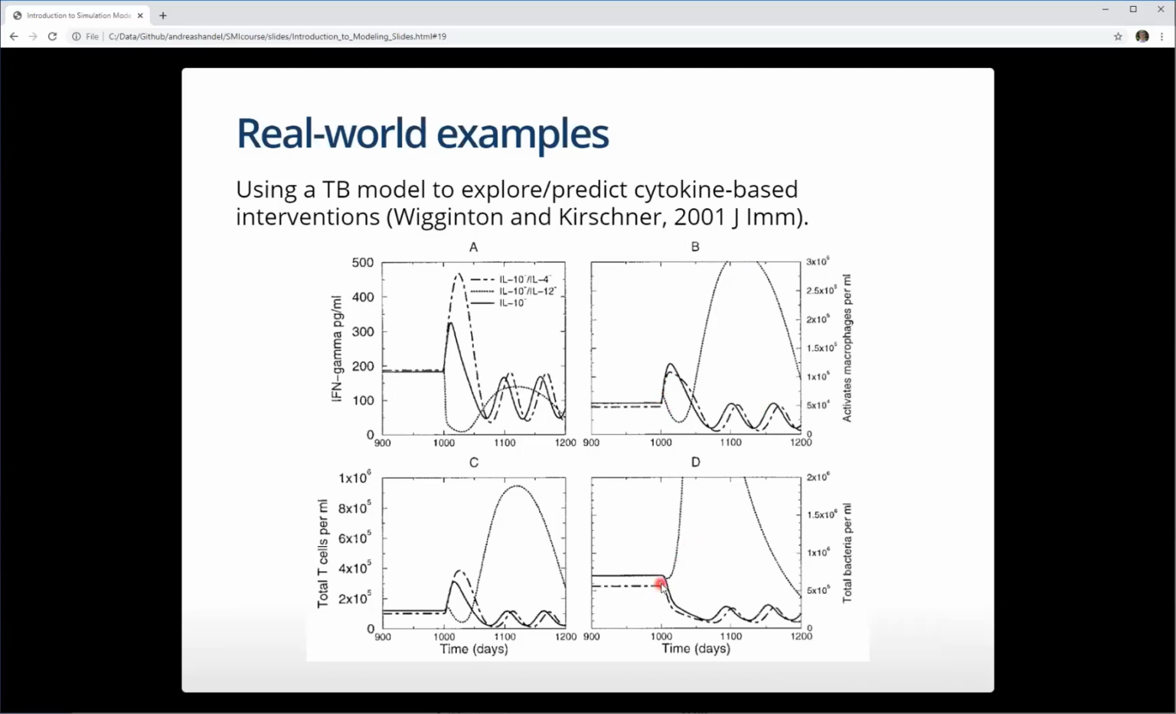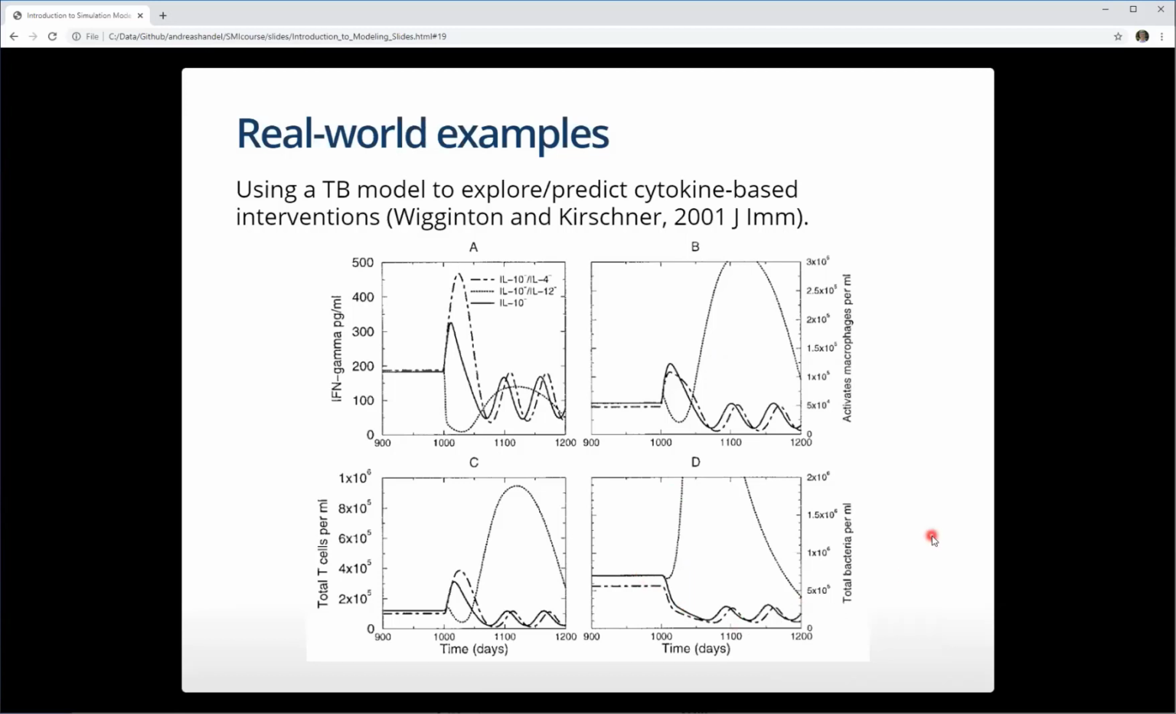And so you see in this example here, if you turn off IL-10 and IL-12, bacteria load goes through the roof. Basically, that would mean you move on from the chronic stage in TB to the disease stage. While for the other ones, it looks like it actually reduces bacterial burden.